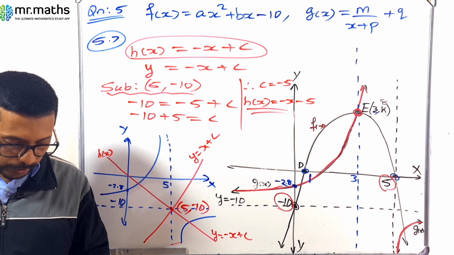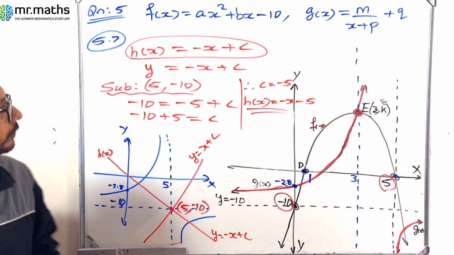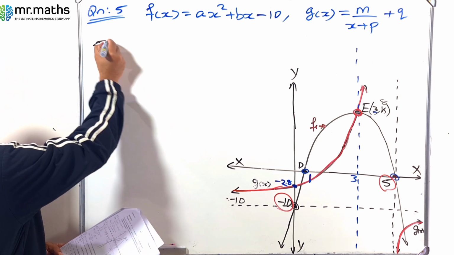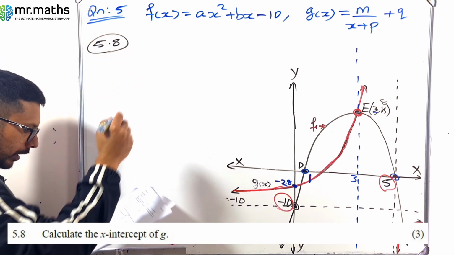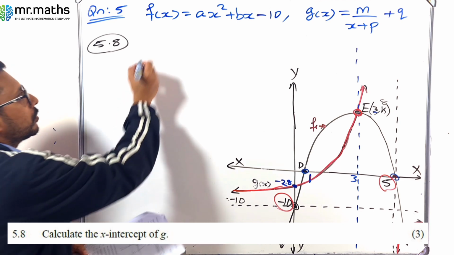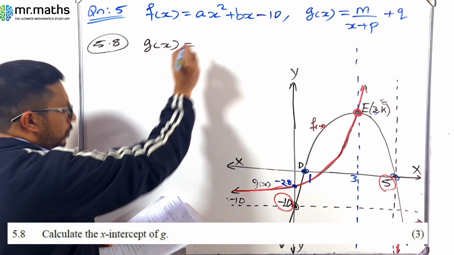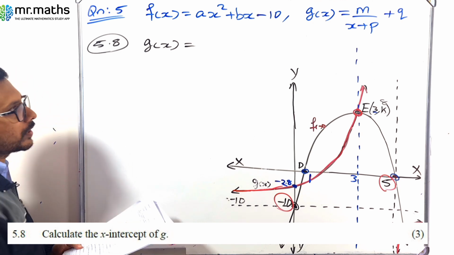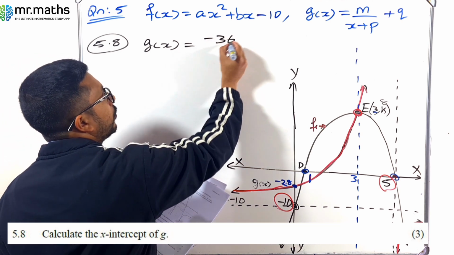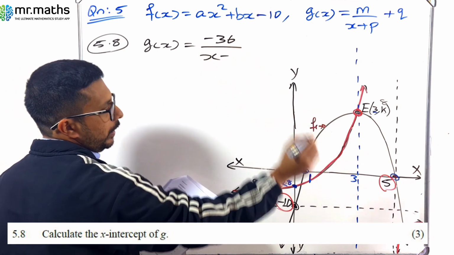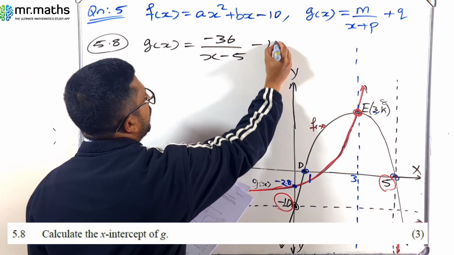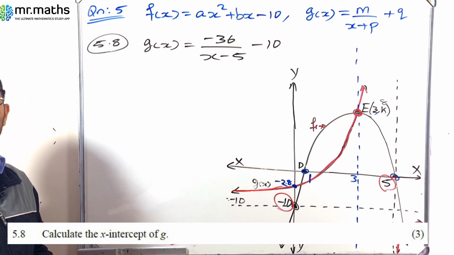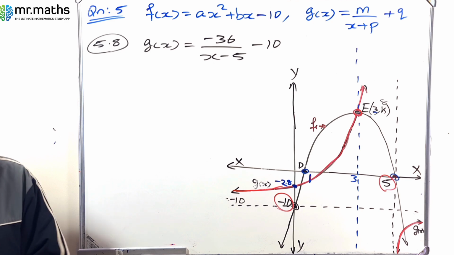Now let's move to the next question, question number 5.8. Calculate the x-intercept of g. So what is g of x? Look at the previous question, question number 5.5. We already found the equation of g of x. Do you remember that equation? Minus 36 divided by x minus 5, minus 10. We got an equation like this for g of x. Now you have to find the x-intercept of this g of x.